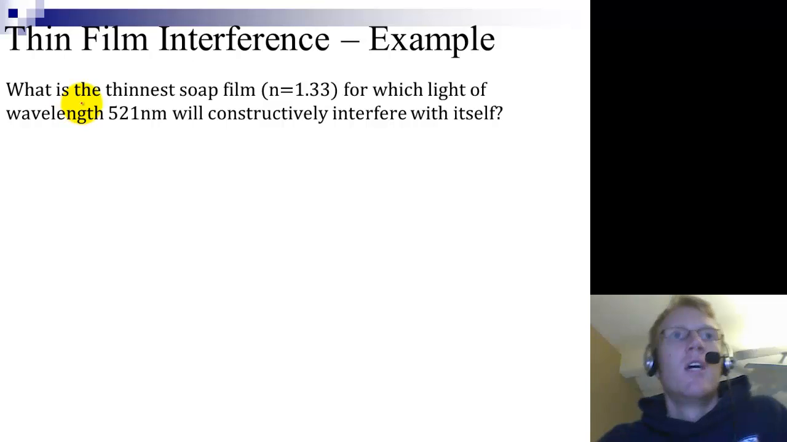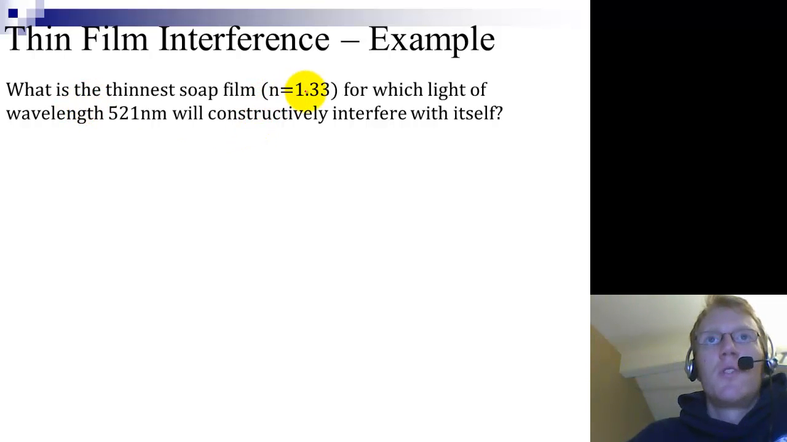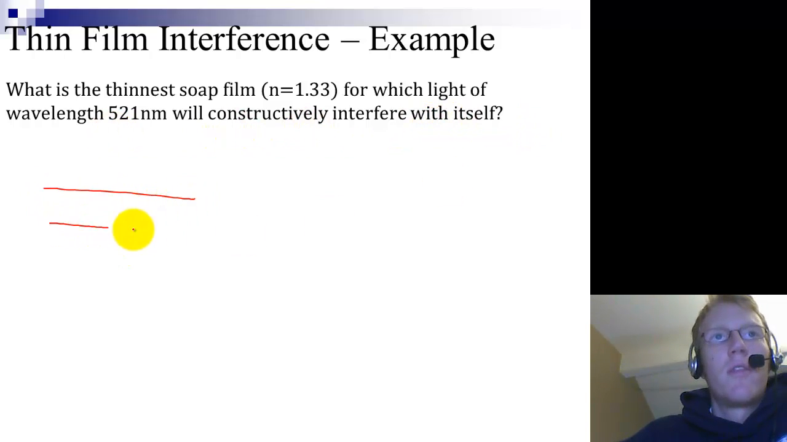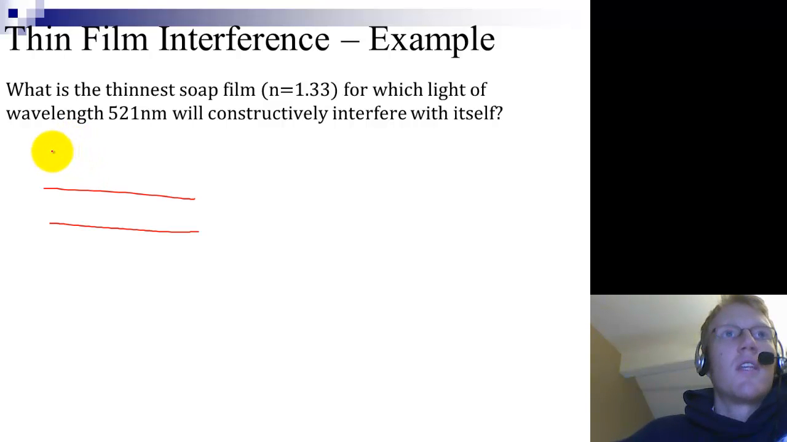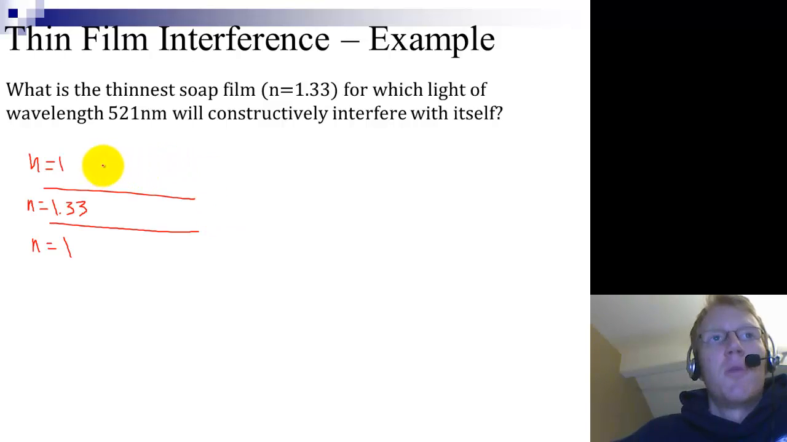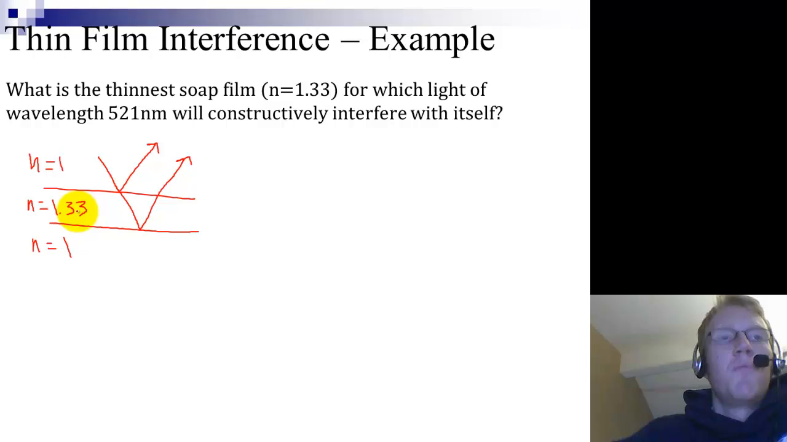Let's do an example. What is the thinnest soap film, n equals 1.33, for which light of wavelength 521 nm will constructively interfere with itself? So let's draw our diagram here. Let's say the light is hitting a soap film from air. So n equals 1 for air, then it's 1.33 for the soap, and then it's 1 again for the air inside the soap bubble. So you've got one light wave coming off here, and then you've got the other one coming off here. So right here, you're going from 1 to 1.33, you're going to get an inversion.